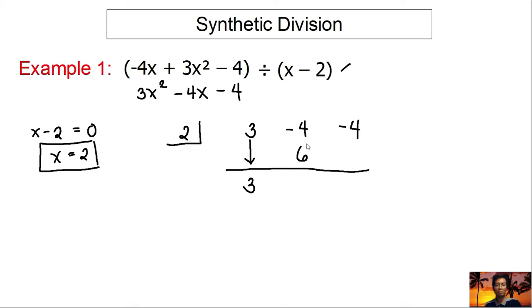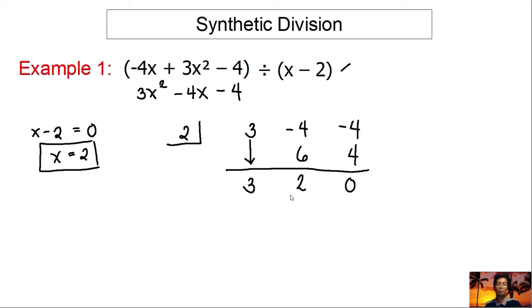Next step, add po tayo dito. Negative 4 plus 6, correct? That is equal to positive 2. Then, repeat the process. Yung number po na lumabas dito, ita-times po ulit dito. So, 2 times 2 is equal to 4. Then, write the result sa tabi po nito. So, you have 4. Last step, negative 4 plus 4. Of course, negative 4 plus 4, that is equal to 0.